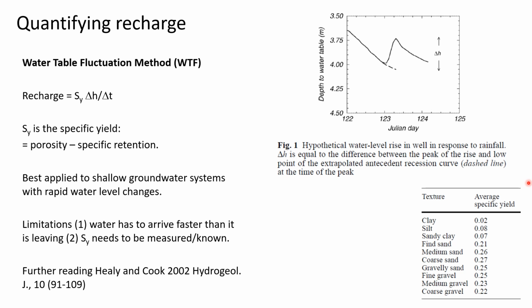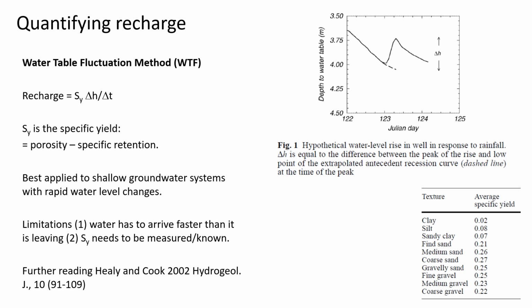The limitations are that the water has to arrive faster than it's leaving to actually get the groundwater table to rise. That isn't always the case. And this specific yield term needs to be measured or known, and it's very hard to measure. So typically researchers will use a lookup table. Here's a lookup table here for different classifications of gravels, and you just plug this value in, but that increases the uncertainty. I recommend the text by Healy and Cook from 2002 as a classic if you want to really know all the details about the water table fluctuation method.